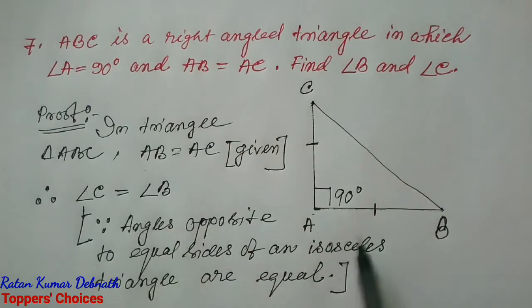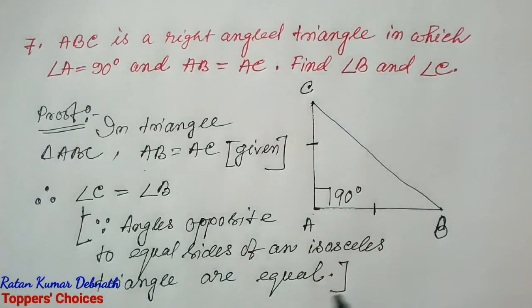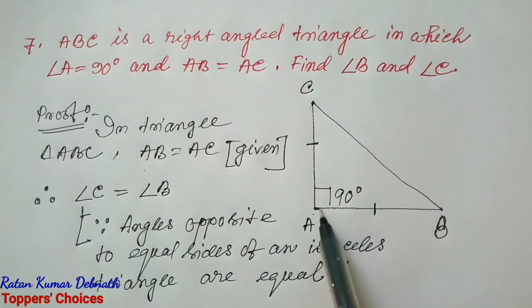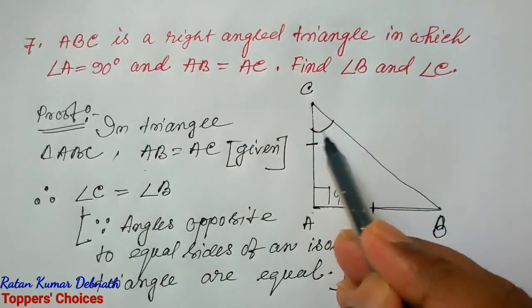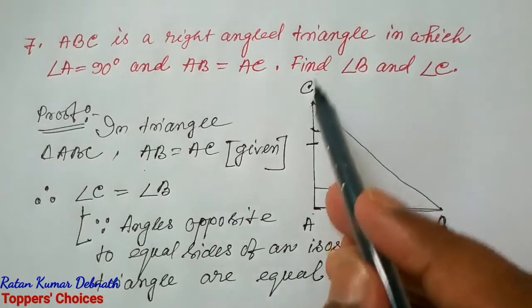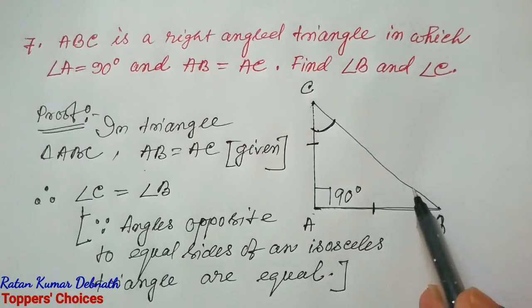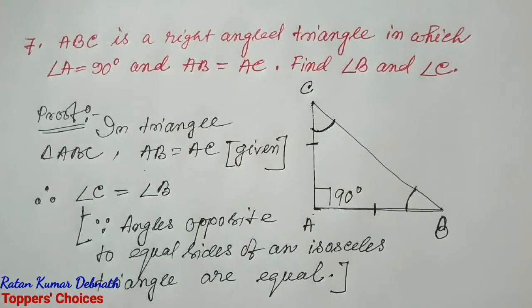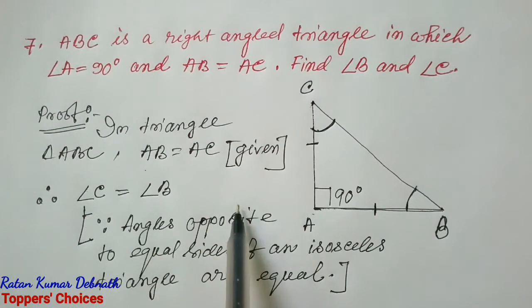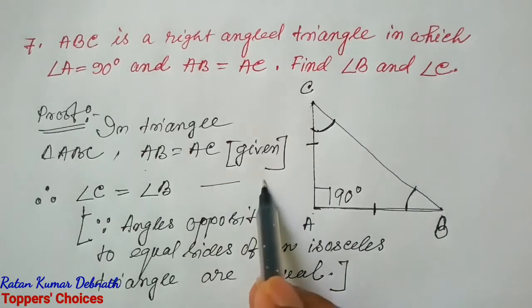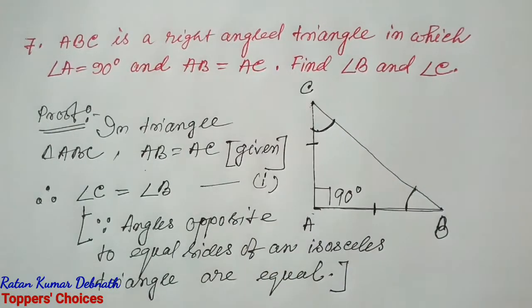As it is given that AB equals to AC, so we can call it an isosceles triangle, and the angle opposite to the side AB is angle C, and angle opposite to the side AC is angle B. So according to this theorem, angles opposite to the equal sides of an isosceles triangle are equal. We can say angle C equals to angle B. I mark this relation as 1.